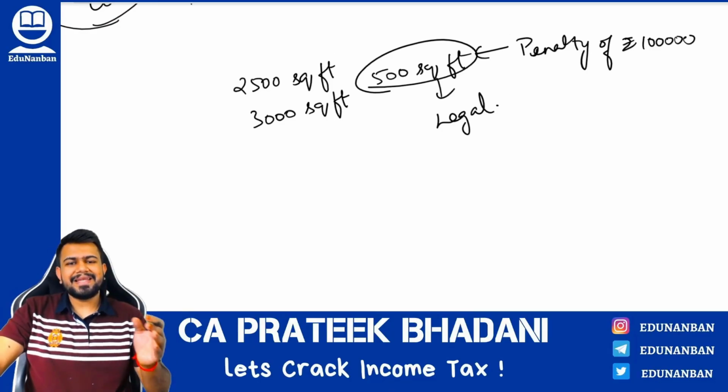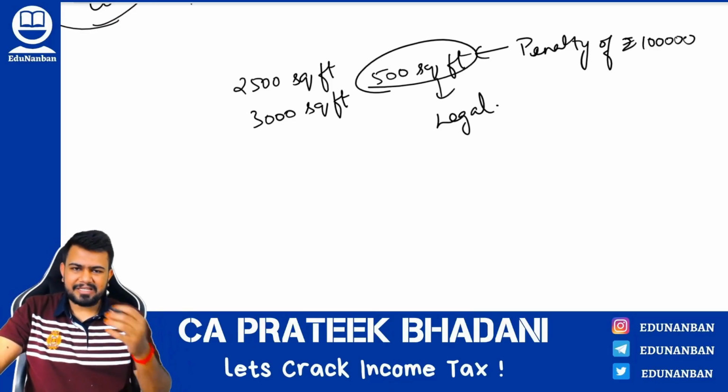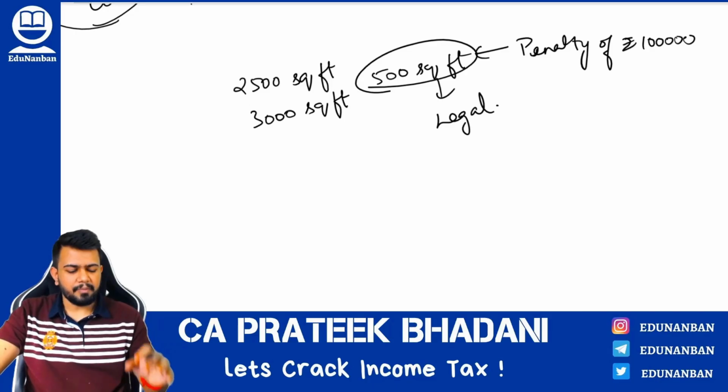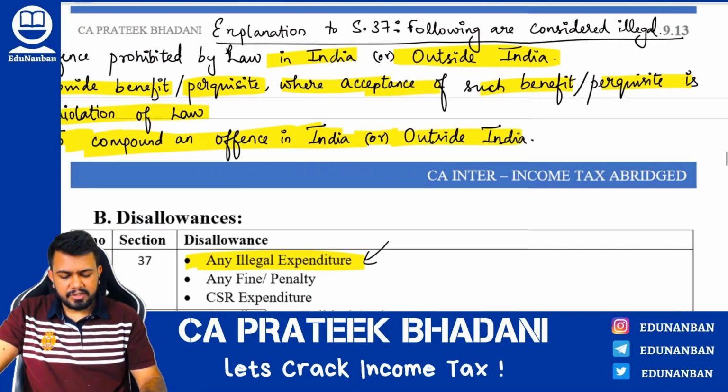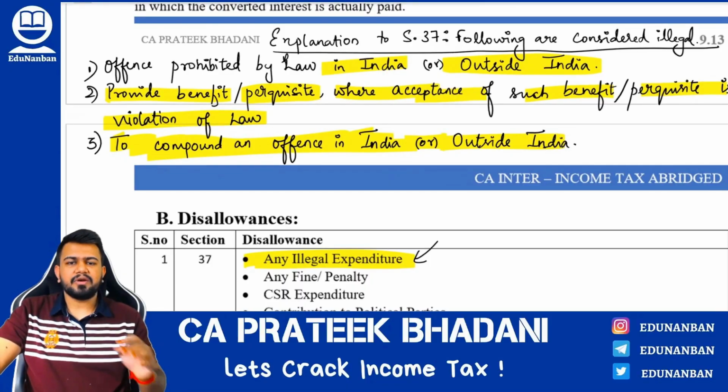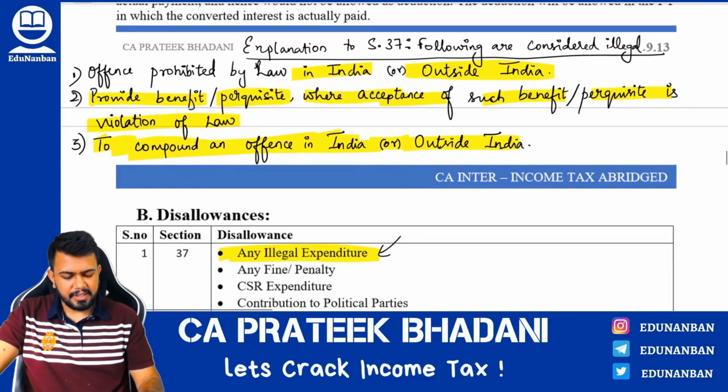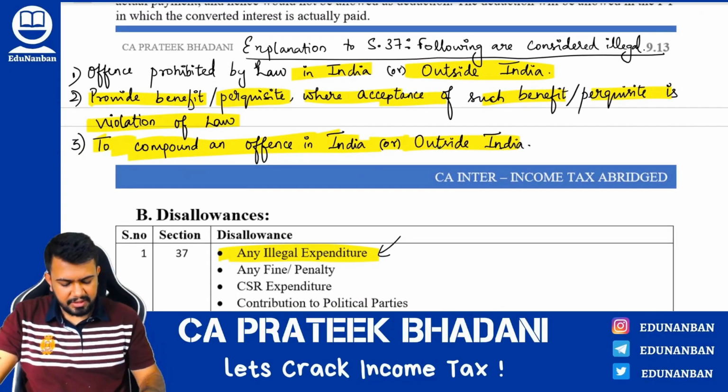So if something is illegal before, and you are paying some extra money as fine to make it legal, it is called compounding. Such type of amount is also not allowed as expenditure. So these three types of amounts are not allowed as deduction under PGBP. This is the explanation under section 30.